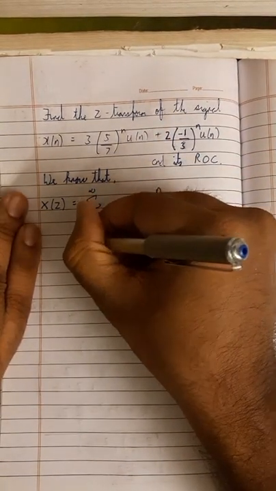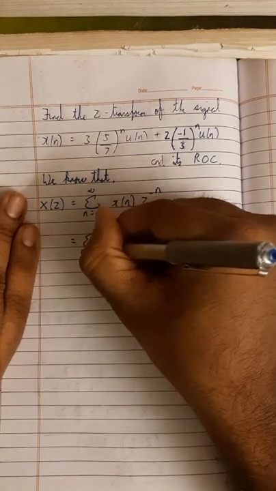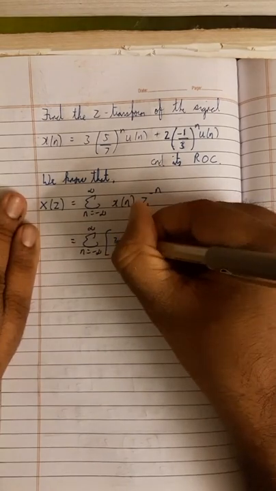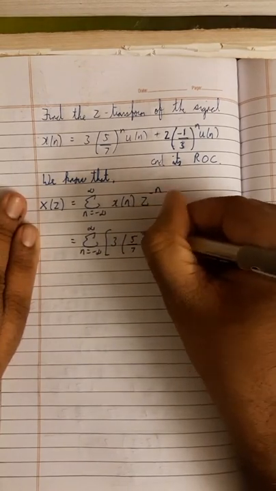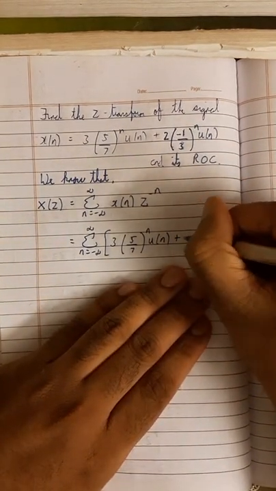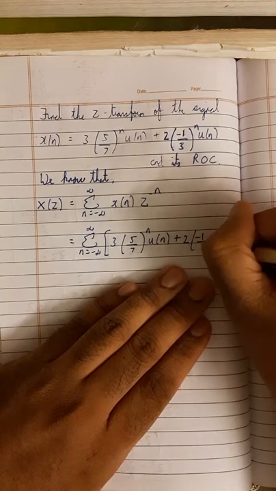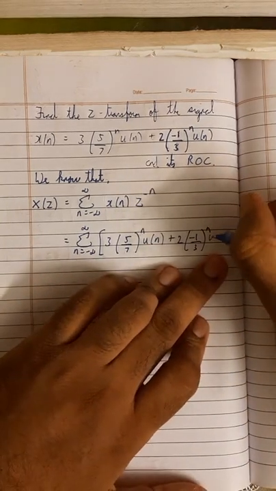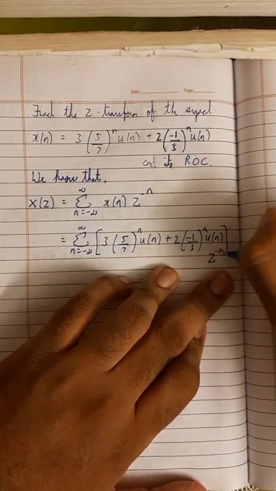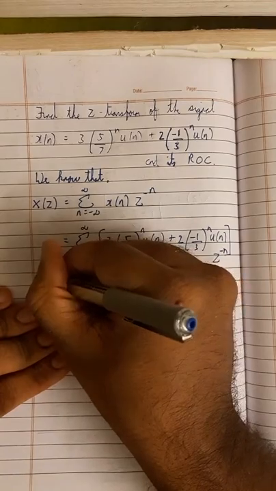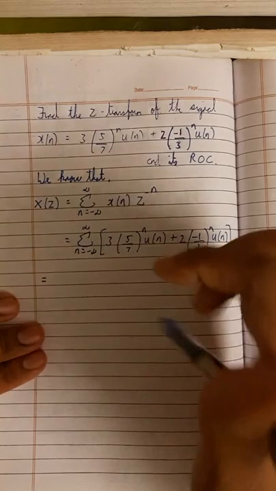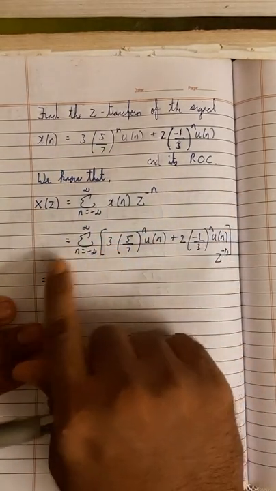So this will become sigma n equals minus infinity to plus infinity, x of n is given over here, so this will become 3 into (5 by 7) raised to n u of n plus 2 into (minus 1 by 3) raised to n u of n, z raised to minus n. This can also be written as, here you can take the sigma and z raised to minus n inside the brackets, right? And also you can take 3 common out and 2 also common.